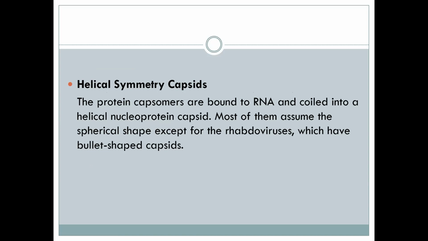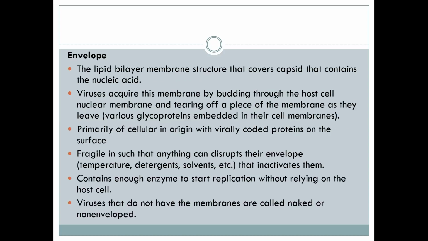So you have your helical symmetry capsids. The protein capsomeres are bound to RNA and coiled into a helical nucleoprotein capsid. Most of them assume a spherical shape, except for your rhabdoviruses, which have bullet-shaped capsids. Your rhabdoviruses include the rabies virus.